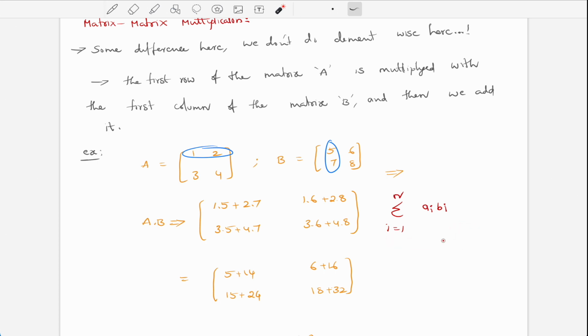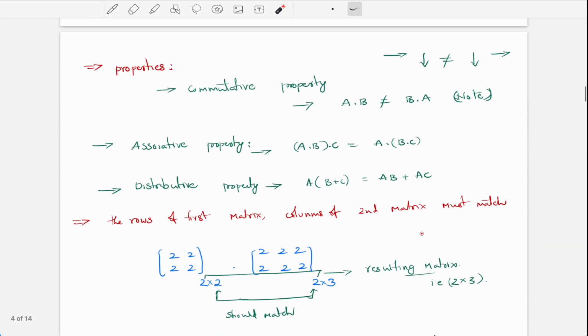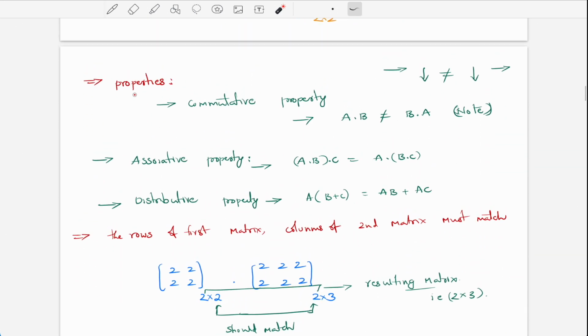You can remember it or just leave it. It is not that much important. It's just a formula, that's it. I hope you understand. And we have properties. So the commutative property is not applied here. Like, A into B is not equal to B into A.